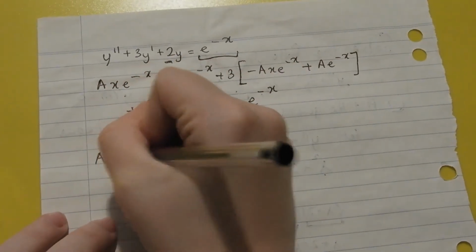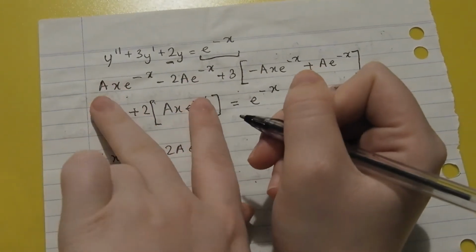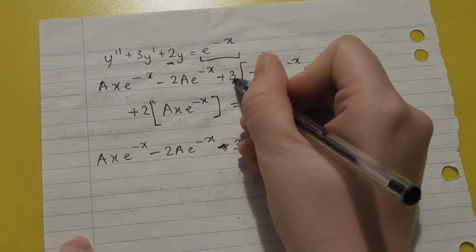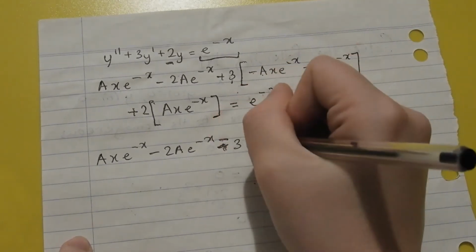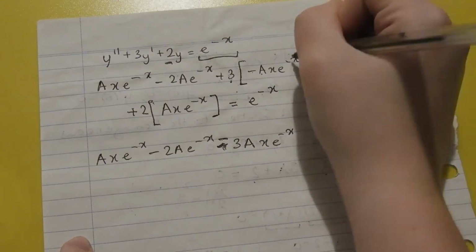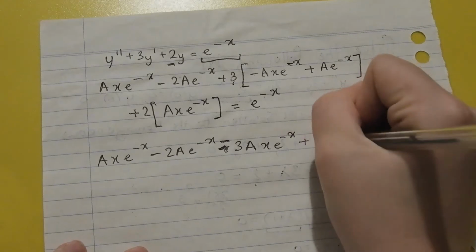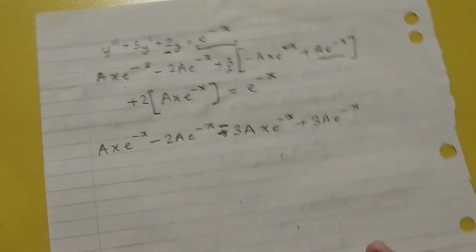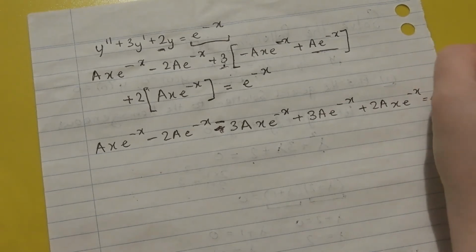So we've got ax e to the negative x minus 2a e to the negative x, that bit nothing's happened to, plus 3 times this, which will be negative 3ax e to the negative x, and also plus 3a e to the negative x, and it'll be plus 2ax e to the negative x equals e to the negative x.